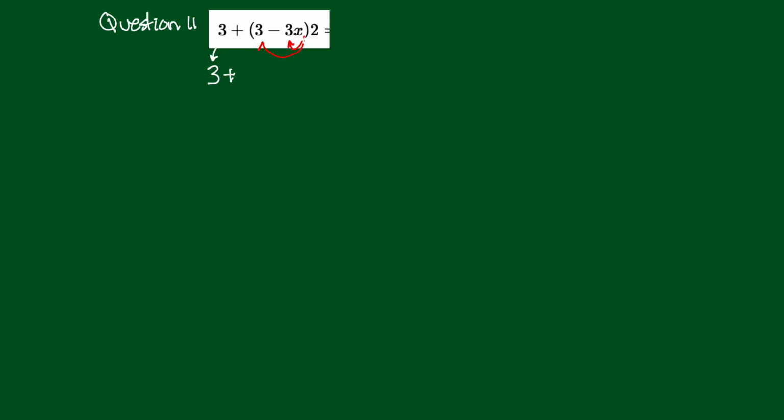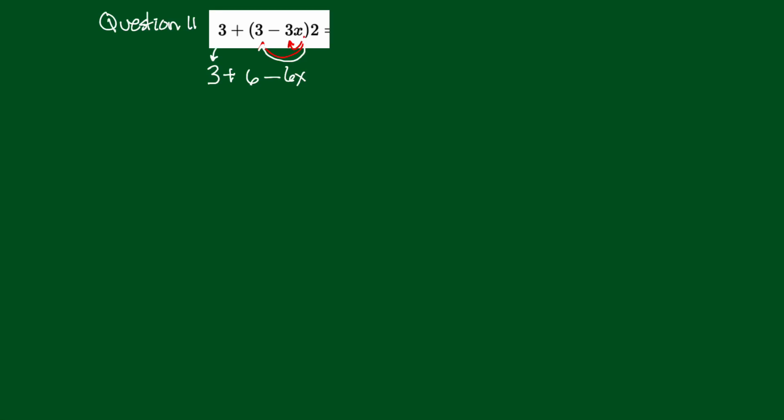What is this one here? What is the 2 times the 3? Well, let's just do it. 3 times 2. We know what that is. 3 times 2 is 6. Minus. Now just do this one. 3x times 2. 3 times 2 is 6, so I'll get 6x. So I'm going to have the 3 plus 3 times 2 is 6 minus 3x times 2 is 6x.